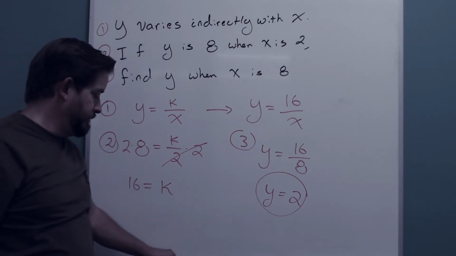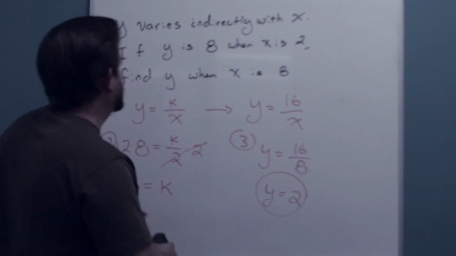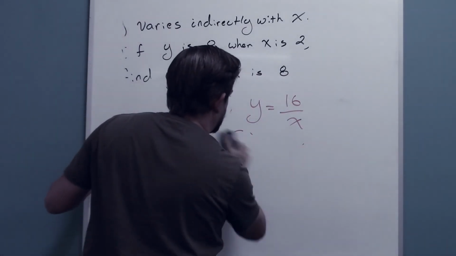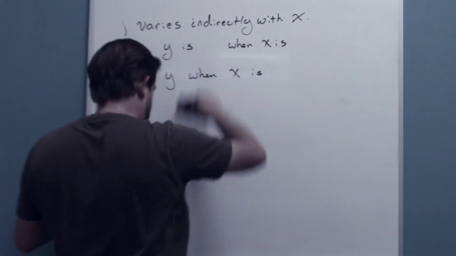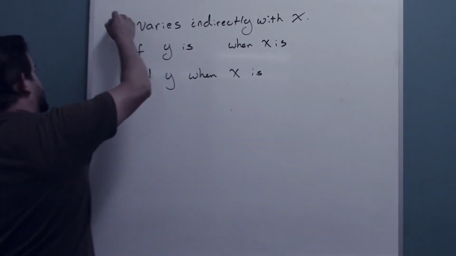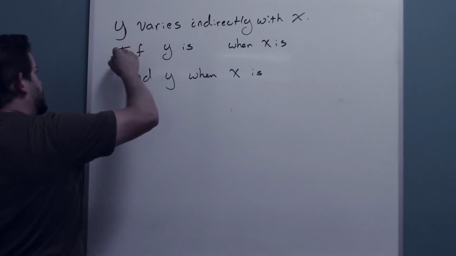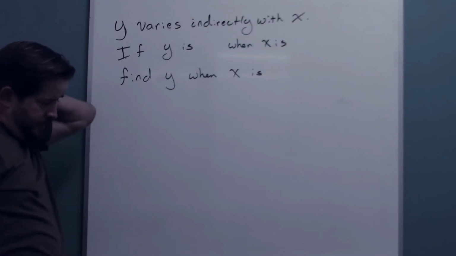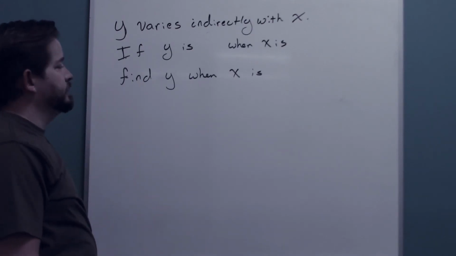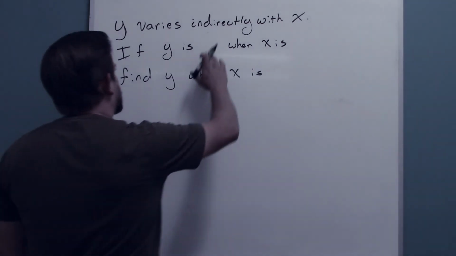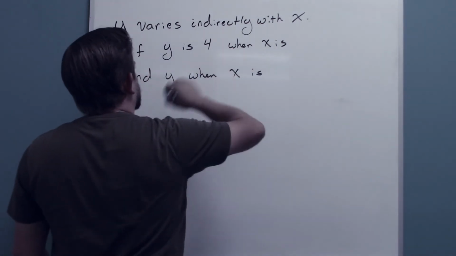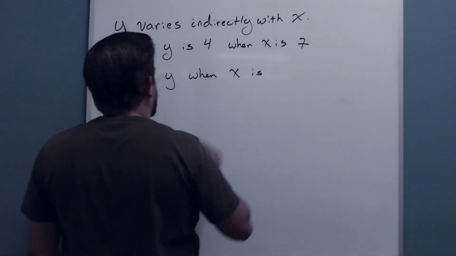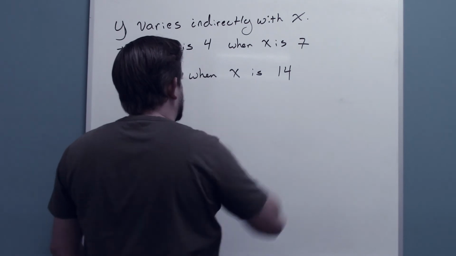Let's take a look at one more of those, because I know we want to, right? Again, most of these questions don't change a whole lot, the wording to start, right? But y varies indirectly with x. If, let's say, y is 4 when x is 7. Find y when x is 14. Okay.